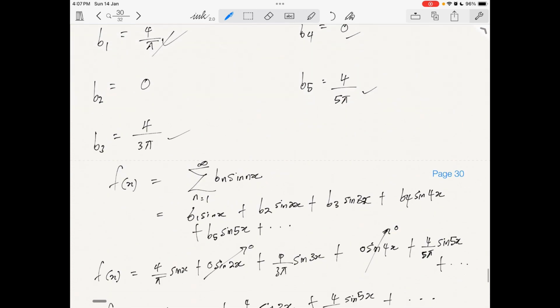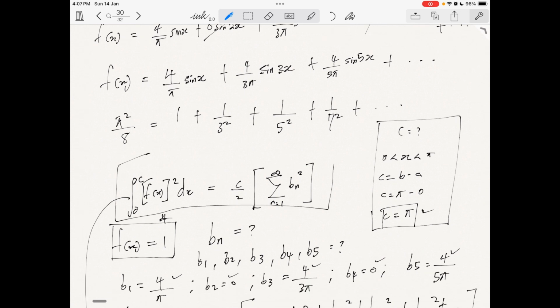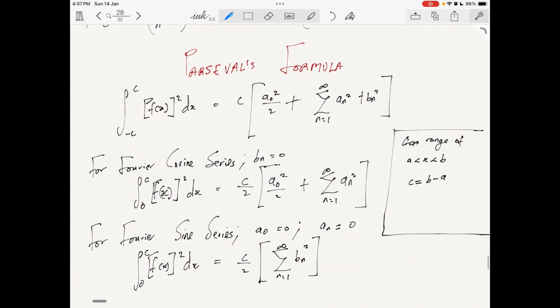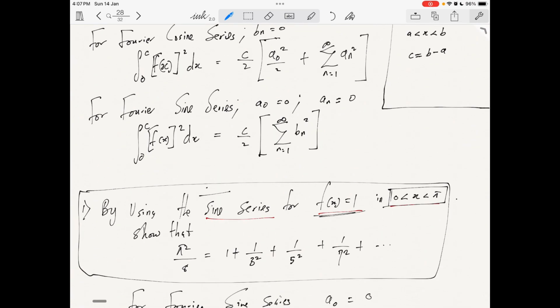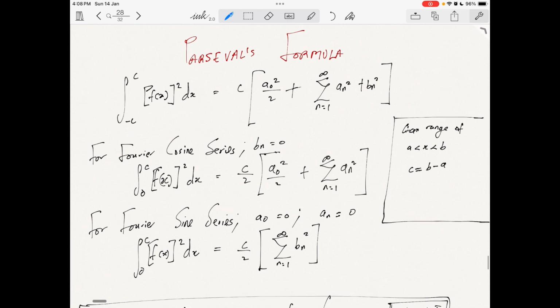So the first thing we did was to evaluate the Fourier series, and from the Fourier series we applied the Parseval's formula relating to the Fourier sine series. Now if the question we are given says cosine series, then we will be using this formula. But since our question is saying sine, we will be using the sine formula. So in our next video, we'll be talking about Fourier series over any range.